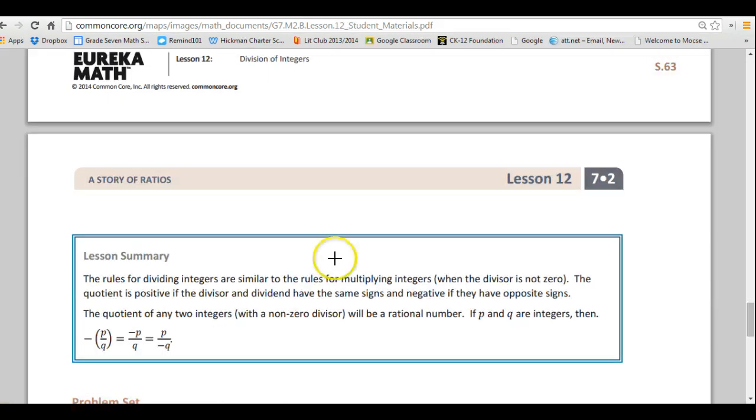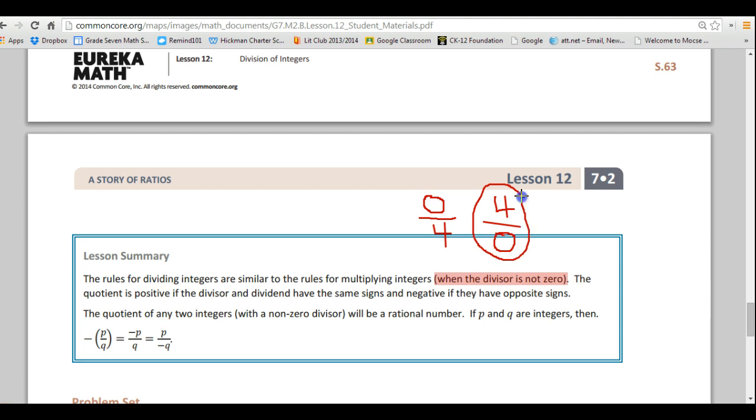So here we are in closing. Here's our lesson summary. The rules for dividing integers are similar to the rules for multiplying integers when the divisor is not 0. Now we haven't actually talked about that yet. Maybe we'll talk about it in the next lesson. But yes, a divisor cannot be 0. That is an absolute no. While you could have 0 divided by a number, and that equals 0, you can't have a divisor of 0.